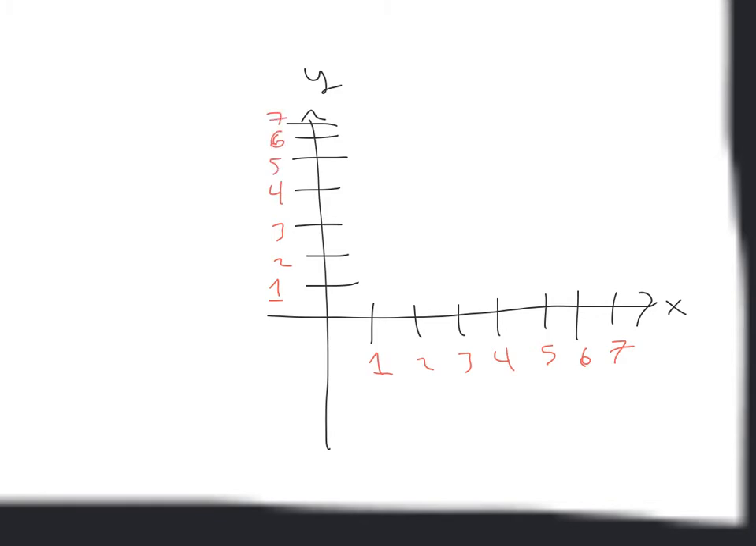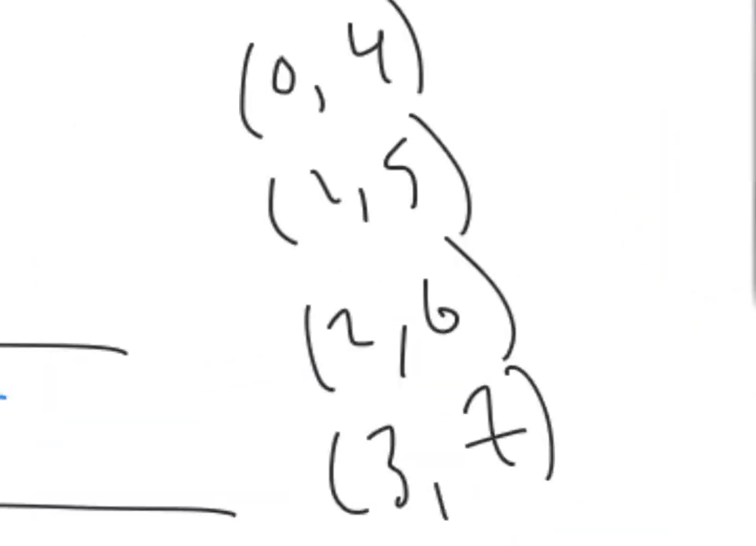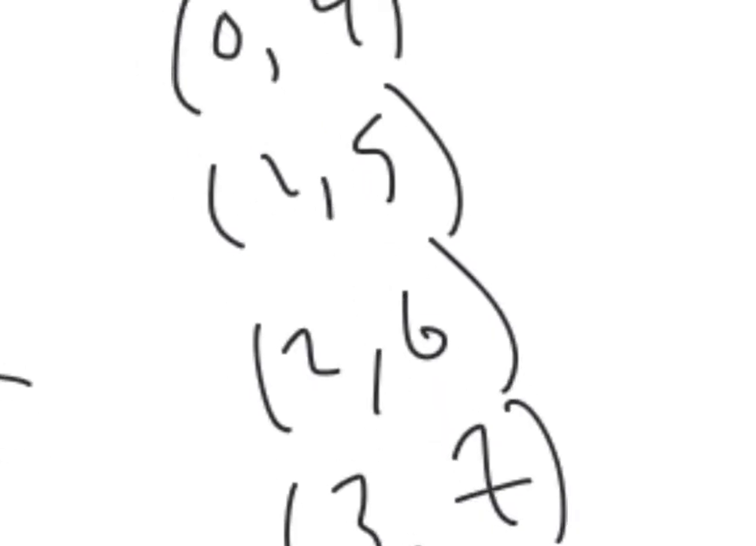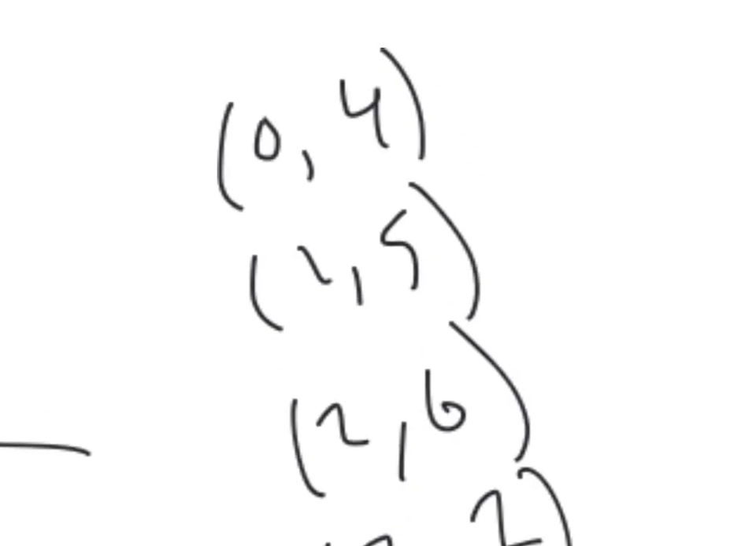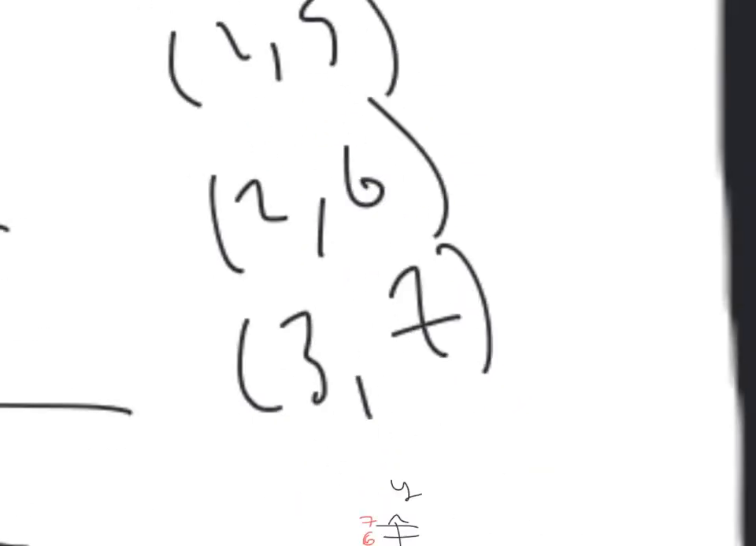And once again, these graphs don't need to be perfect, but on your homework assignment it should be, because they have the coordinate grid there for you. So let's see, the first point that we wanted to graph was 0, 4. 0, 4, then 1, 5, then 2, 6, then 3, 7. So let's start out with just 0, 4.